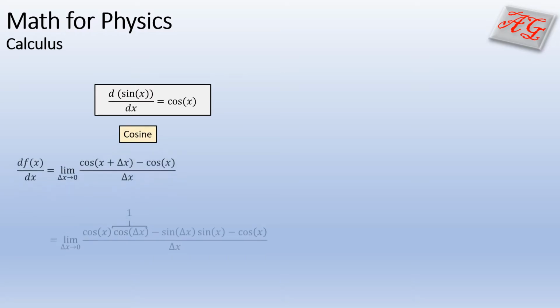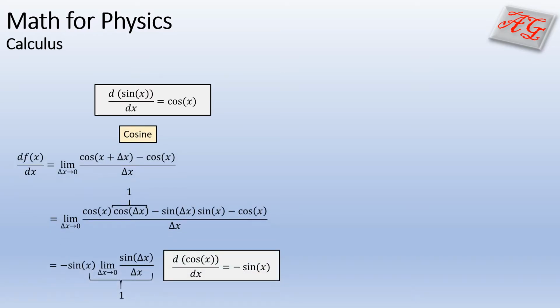So we can easily see that the derivative of sine of x with respect to x is cosine of x. Following the same procedure, we can take the derivative of cosine of x, and the derivative of cosine of x with respect to x turns out to be minus sine of x. So always be careful with the sign.